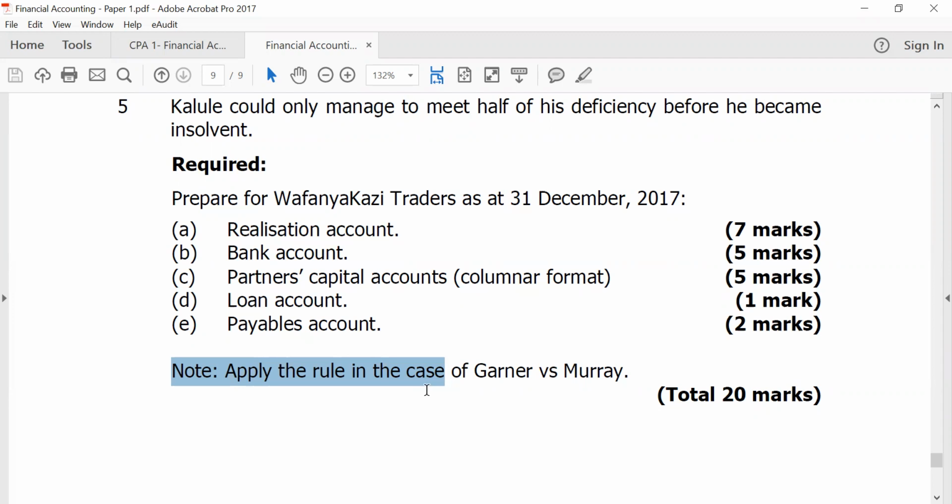Does anyone on the call who is attending this live know this? Maybe they could just state it for us, to see if some people have maybe already researched about this. Has anyone ever heard about the Garner versus Murray rule, by any chance?